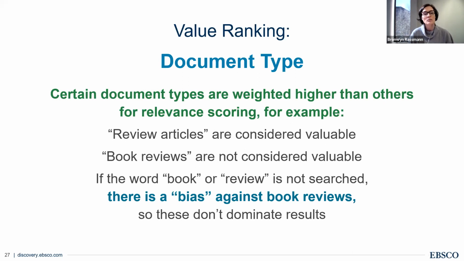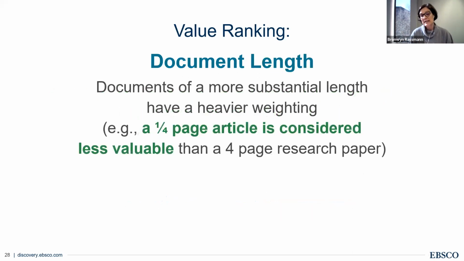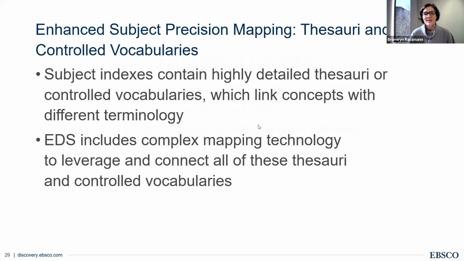But really, we are going to push articles over documents like news and book reviews. Document length is also something we considered. So longer versus shorter, and how does that affect your result list? And then we took it a little bit further because we realized that is not enough. So what we decided here is to do what we call enhanced subject precision.